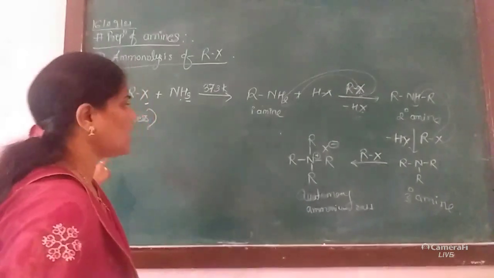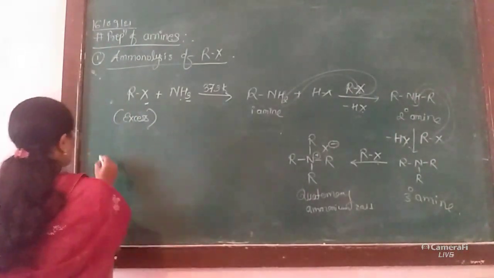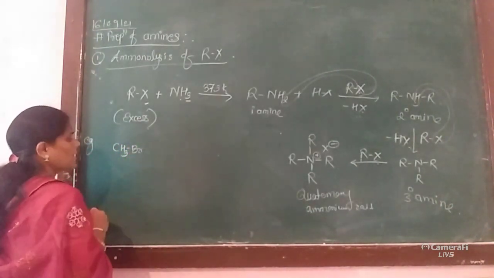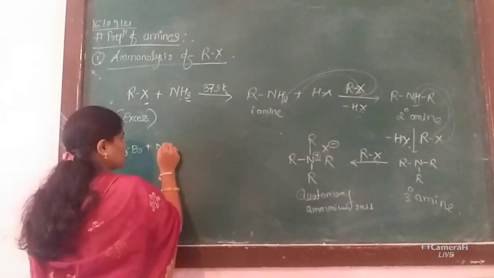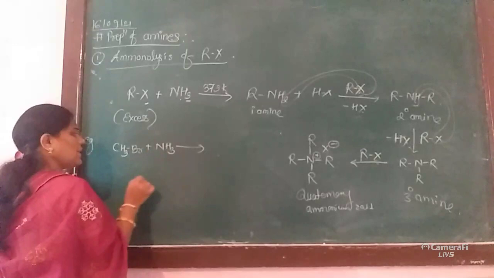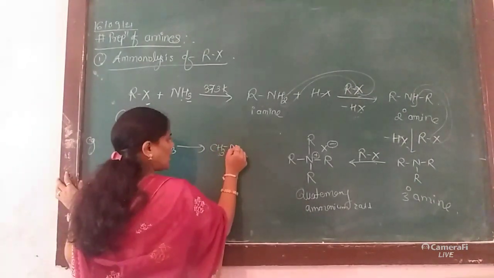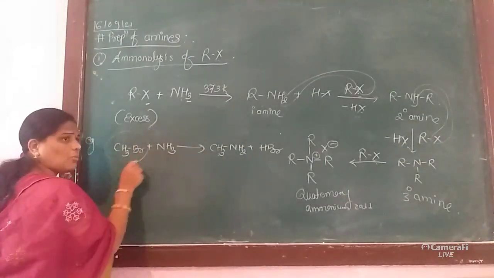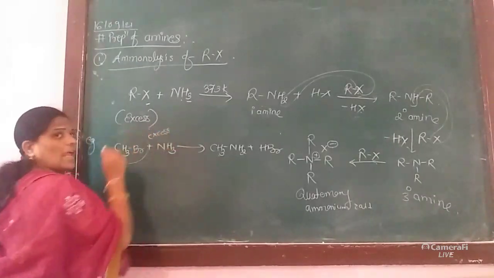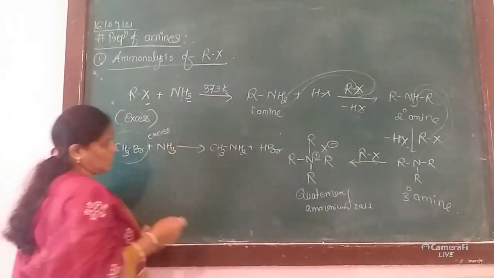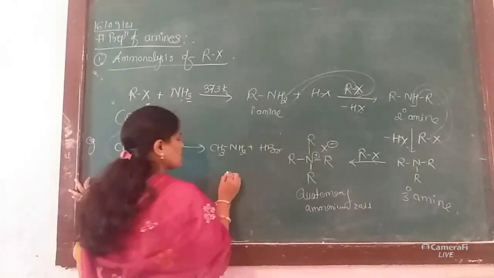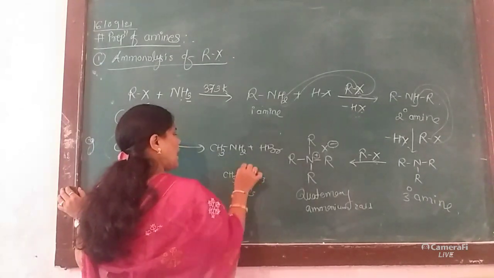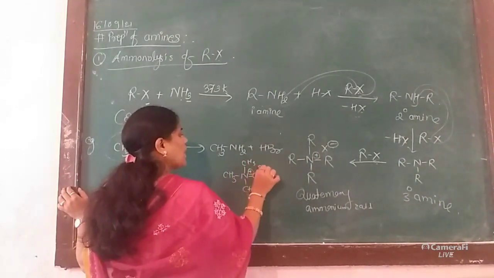And when used in excess, what is the alkyl? For example, CH3Br, methyl bromide. Methyl bromide reacts with ammonia. Simply in this reaction there is a formation of CH3NH2, that is, methylamine, plus HBr. And when we use the methyl bromide in excess, then our final product is the quaternary salt. If we use excess, what will the final product be? The quaternary salt, that is, (CH3)4N+ Br minus.